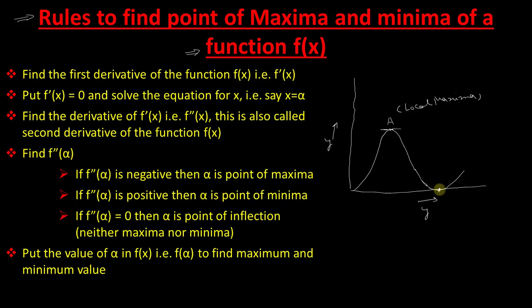And this point where the value of the function is minimum, suppose this is B, is called a point of local minima. Local means that at all values adjacent to this point, the value of the function is less than this for a maxima. Here, the value of the function is more than this value at the adjacent values. That's why it is called local maxima and local minima.